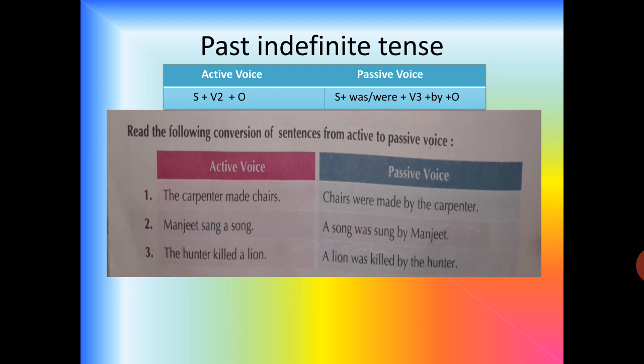So what I will do, chairs को मैं forward ले आऊँगी. Chairs. अब chairs plural है and it is past, so I will add were. Chairs were. अब made already made, make का third form भी made होता है, so I will add made. Chairs were made. By whom? By the carpenter. The hunter killed a lion. A lion was killed by the hunter. Single lion है इसीलिए were नहीं आएगा, was आएगा. Was killed by the hunter.